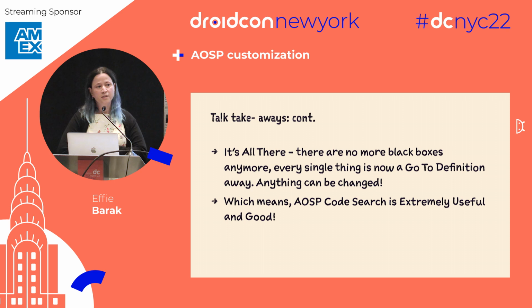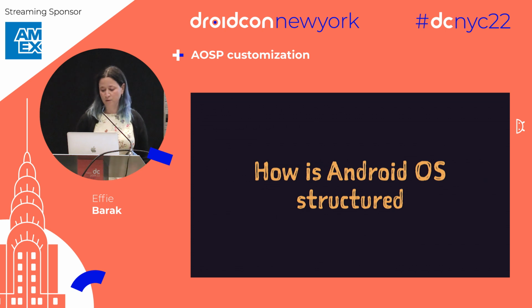Another major takeaway is that AOSP is, in fact, open source. It means that it's all there. If you are looking for how did Google write this, or why did they write this, or where is it in their AOSP code base, it's all there. You can read the code, you can understand the code, you can read their commit messages, you can read their history, you can read everything you need to know about AOSP. Which also means that the AOSP code search is a really useful tool that will be super helpful to you.